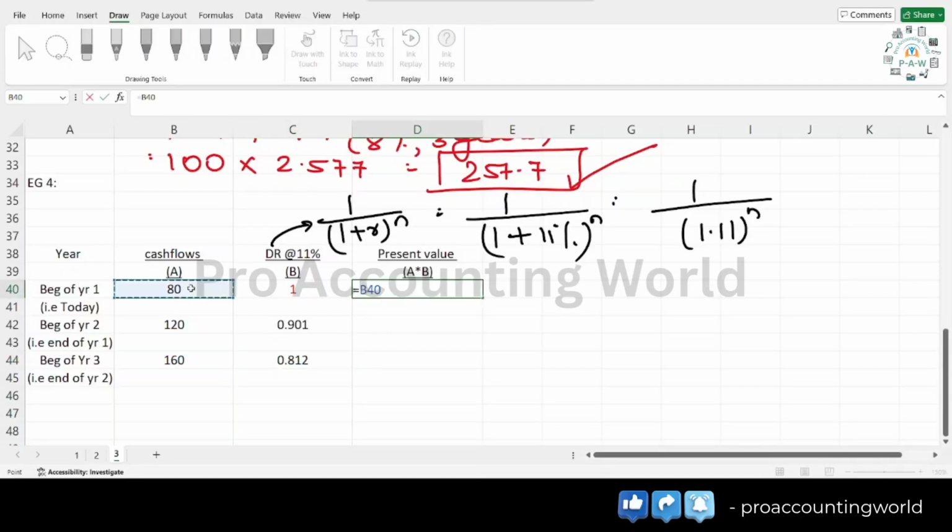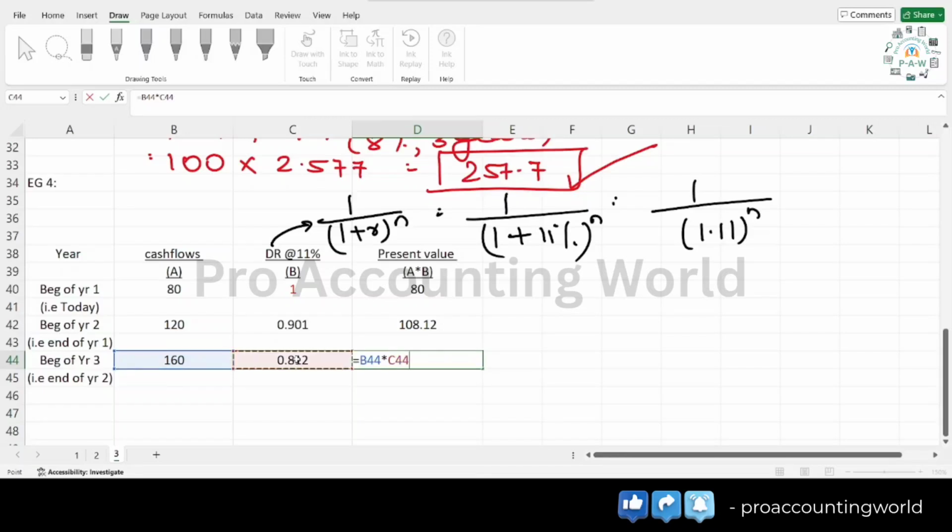Now multiply the cash flows with the discount rate. This is how we get the present value.